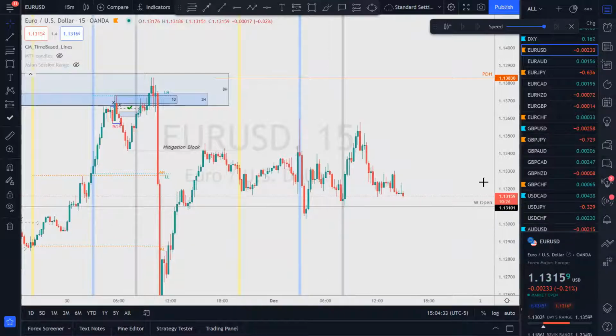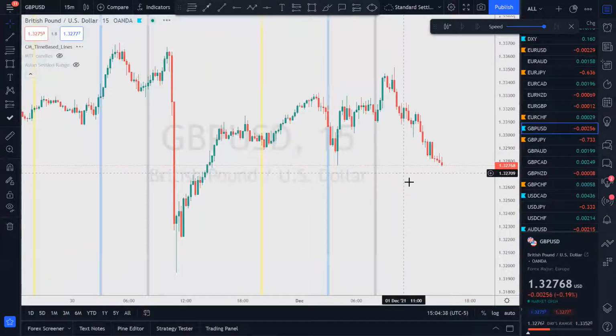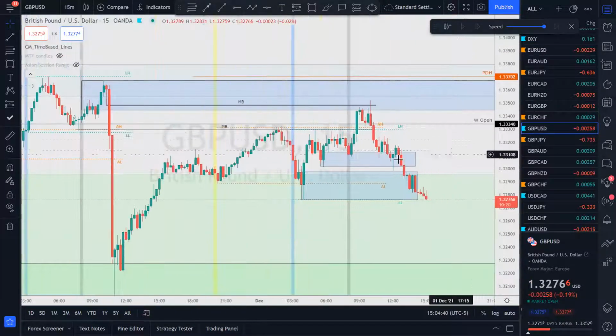Actually, I'm sorry. No wonder this thing is looking strange to me. It was GU that I was in, and I took my short. I took my short a little too early, and I got stopped out. Really, I got stop hunted out.